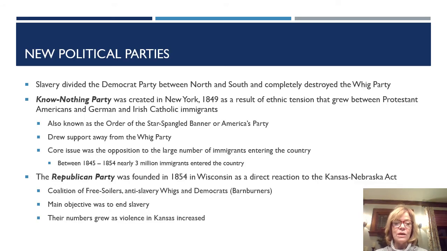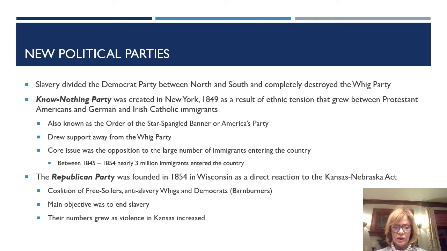All right, so now we get new political parties, and this is going to be the Know Nothings, who we've talked about before, but now also the creation of the Republican Party. So slavery had really divided the North and the South over that issue, and it pretty much destroyed the Whig Party because people were going to go other places. So anyway, the Know Nothing Party was created in New York in 1849, years before. We'd already talked about this, because of this huge influx of immigrants into the country, about 3 million between 1845 and 1854. And so their main thing was to halt the spread of immigrants coming into the country.